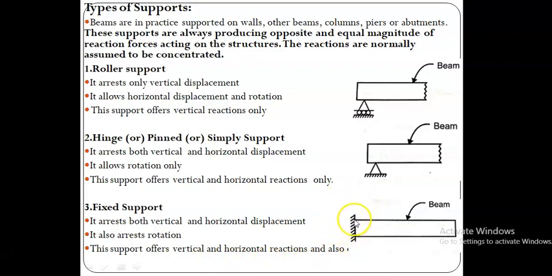Okay, so at this support it is subjected to some moment, because it doesn't allow any rotation, and therefore it is offering an equal and opposite force, a moment force. Okay. So these all are the different types of supports which are introduced into the beams.